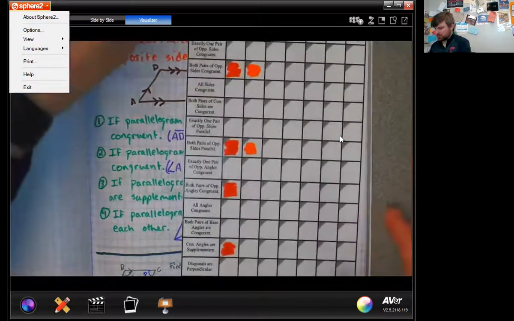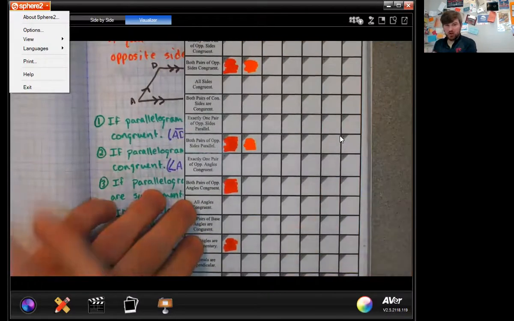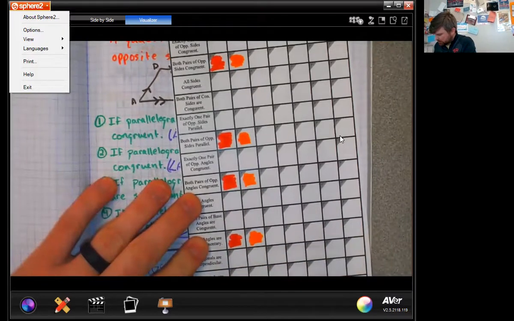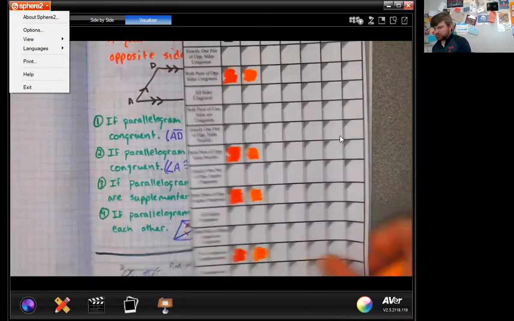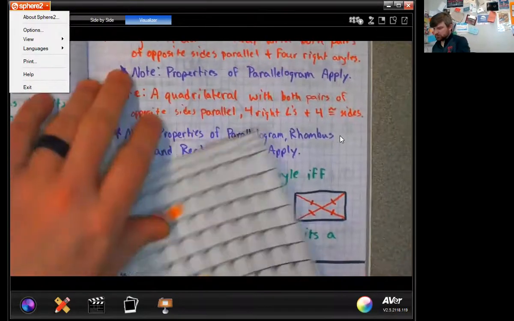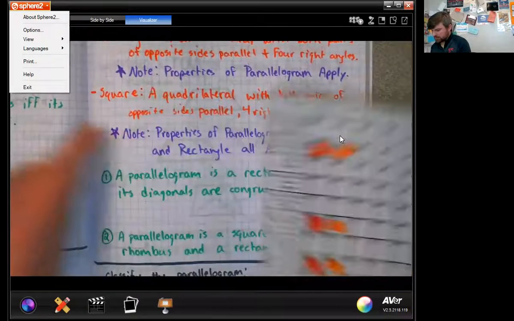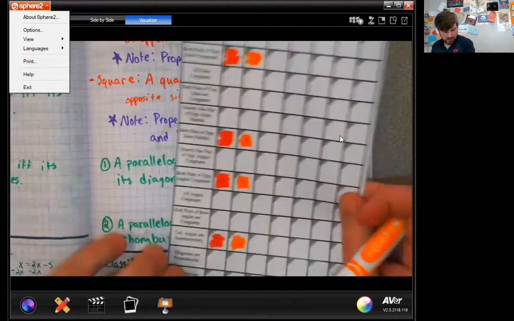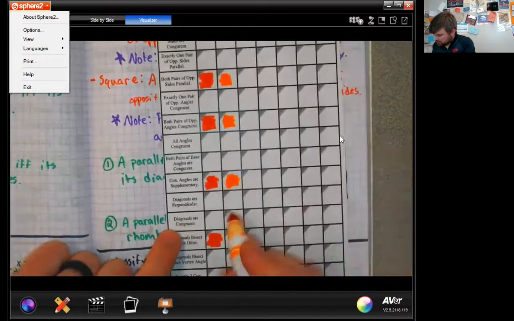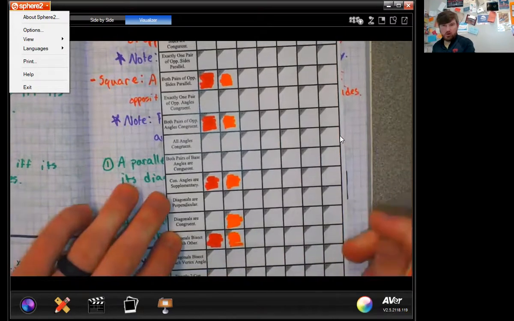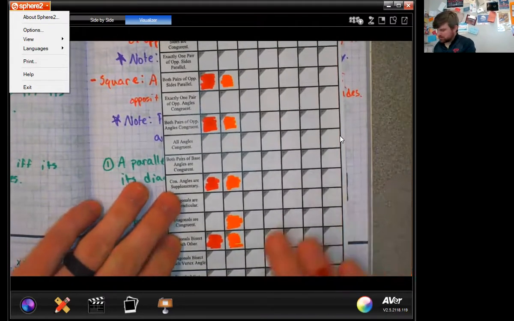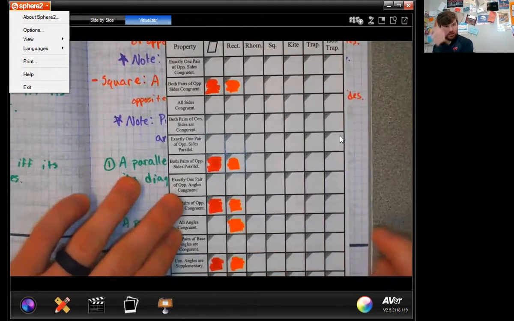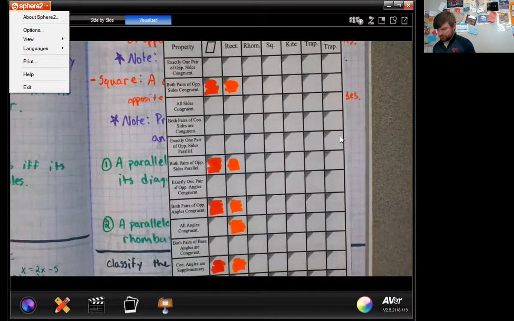Then we can go to rectangle, and rectangle shares all of those properties because it is a parallelogram. But if we switch over to the rectangle, it says the diagonals are congruent. That is one. And we know that all four angles are 90 degrees, so also all angles are congruent. Okay, and that's all for the rectangle.